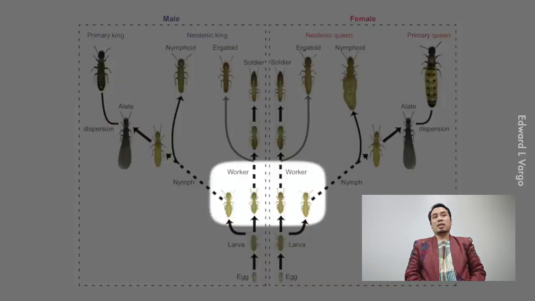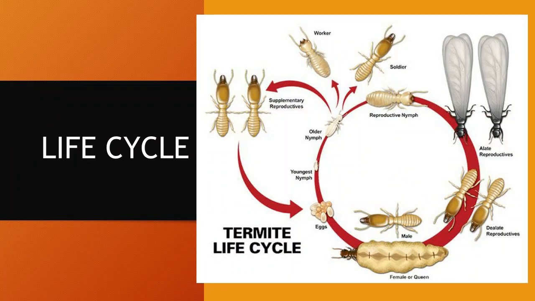So for the termite, we can see they have a structure for their system of life. They have males and also females. They have a primary king and a primary queen, and also dispersing nymphoids, neotenic kings and neotenic queens, and also workers. They are nymphs. They can make soldiers for their work as a unity.